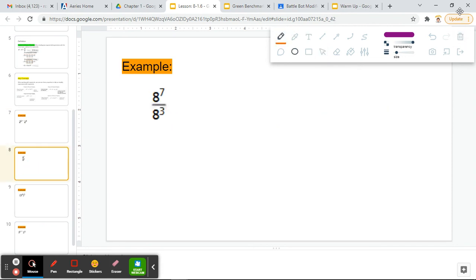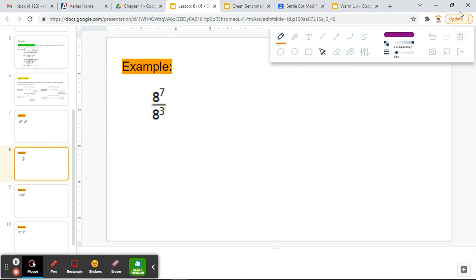Okay, next one here, 8 to the 7th over 8 to the 3rd. Well, again, we have the same base here. It's both 8, right? Our exponents are different. However, since we have this as a fraction, that's our number one indicator that we are going to be using the quotient of powers property. So again, that tells us we are going to keep our base the same. It's going to stay 8, and we are going to subtract our exponents. 7 minus 3 is 4, so this would become 8 to the 4th, because you have to subtract your exponents there.